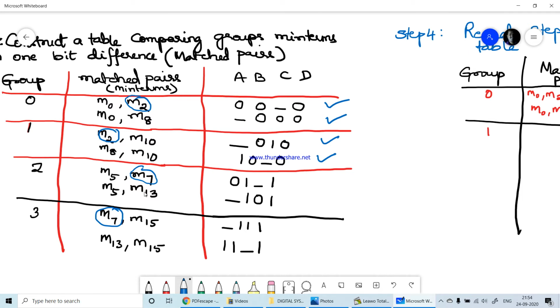Now let me see M5, M7, M13, M15. So 0 1 underscore 1 and 1 1 underscore 1. So this can be matched. Therefore I will get an expression here.